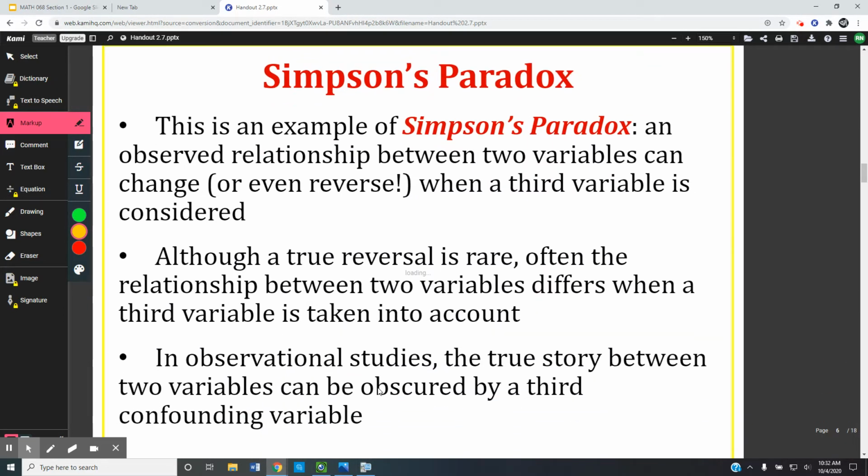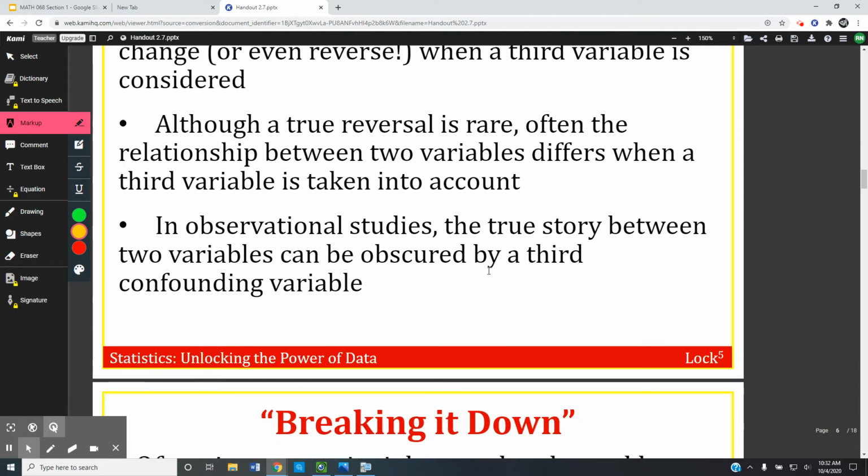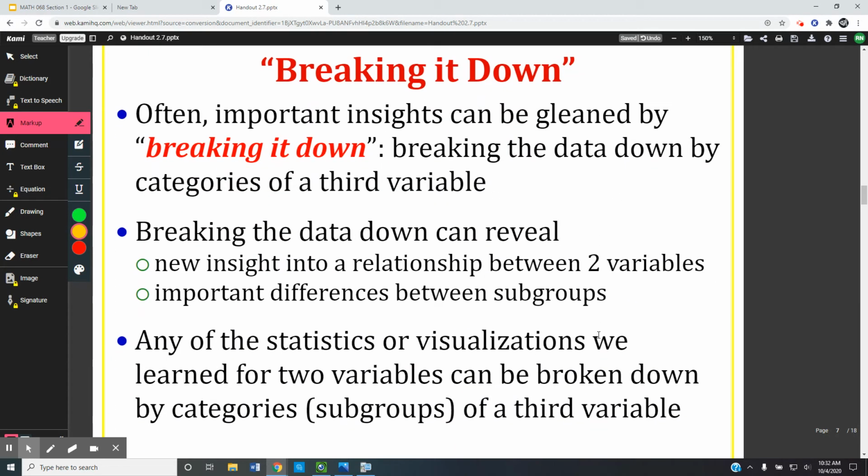This is known as Simpson's paradox, in that an observed relationship between two variables can change or even reverse, which it did in this case, when a third variable is brought into consideration. Although a true reversal is rare, often the relationship between the two variables differs when a third variable is taken into account. It says in observational studies, the true story between the two variables can be obscured by a third variable. Okay? So when they talk about breaking it down, put it into categorical data which can be understood.